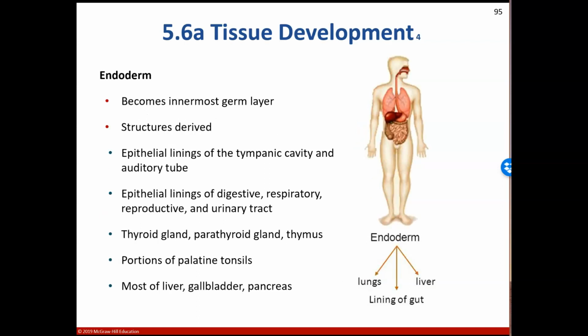And lastly, we have our endoderm, which is the innermost germ layer. And the structures that it creates are the epithelial linings of the tympanic cavity and auditory tube, our epithelial linings of the digestive tract, our respiratory tract, and reproductive and urinary tracts. Also the thyroid gland that we find in the neck, and the parathyroid glands that we find posterior to our thyroid gland, and the thymus that lies right on the heart. We'll also see that it forms portions of the palatine tonsils and most of the liver and gallbladder and pancreas, those accessory organs of the digestive system.